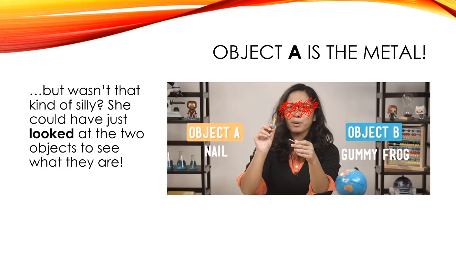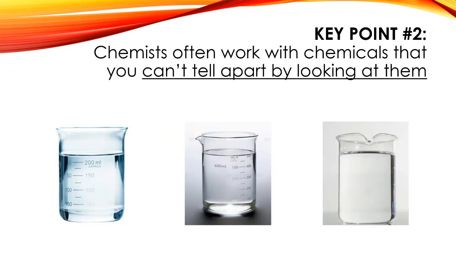So I want to take this idea of using properties to identify objects one step further and inform you guys that there's a reason why we have to use properties other than just looking at things in chemistry. And that reason is, and you should write this down, our second key point: chemists often work with chemicals that you can't tell apart by looking at them.